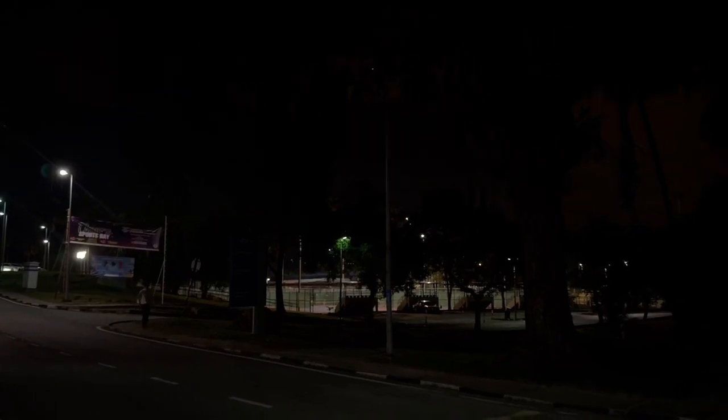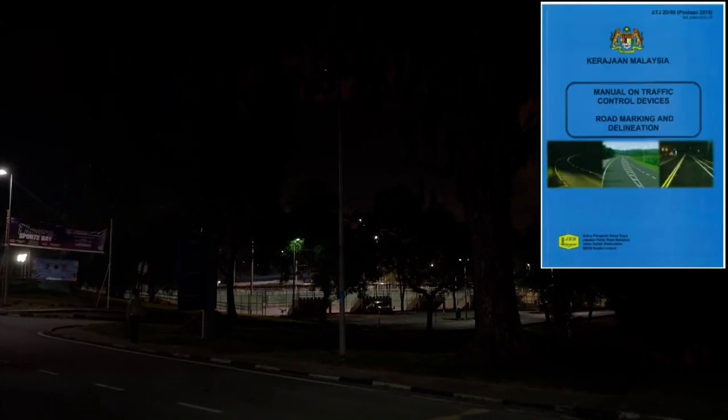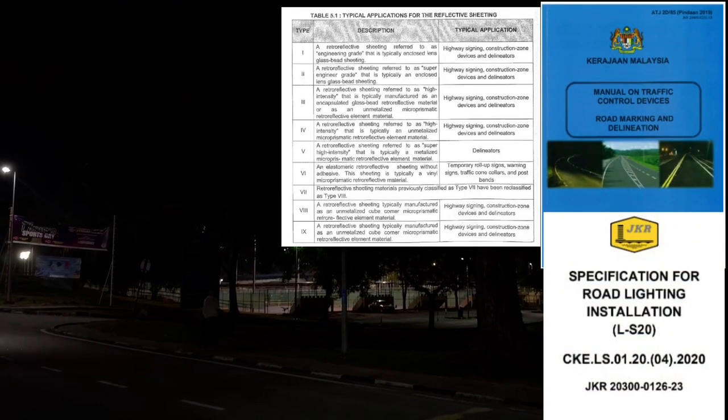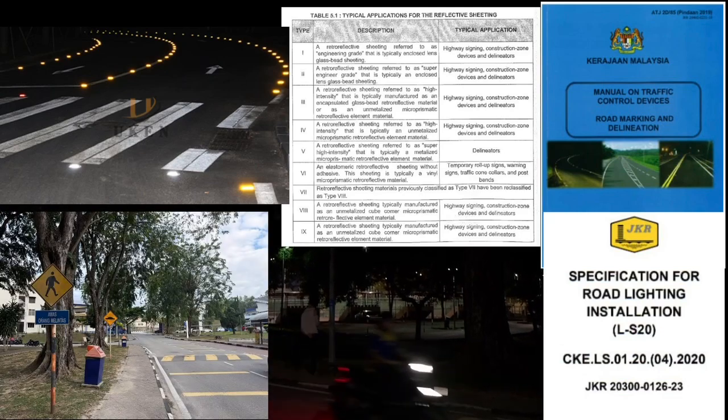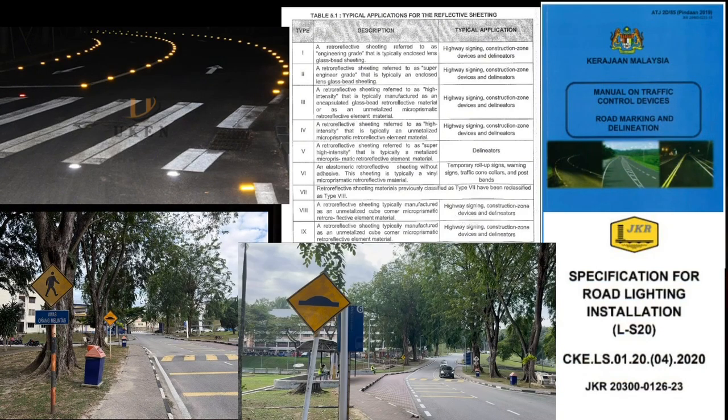Finally, cat eyes or raised pavement markers are not installed. As specified in Arahan Teknik Jalan 2D/85, installing cat eyes near pedestrian crossings, bus stops and along residential roads will improve nighttime visibility and driver guidance.